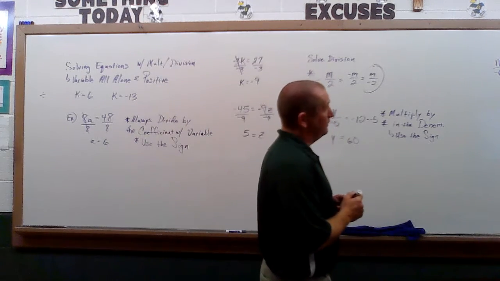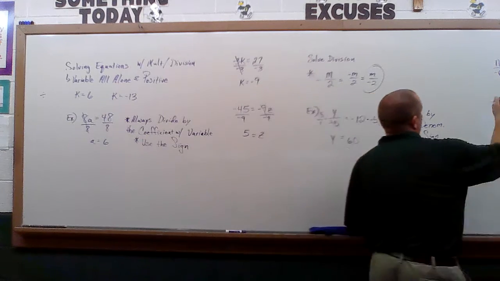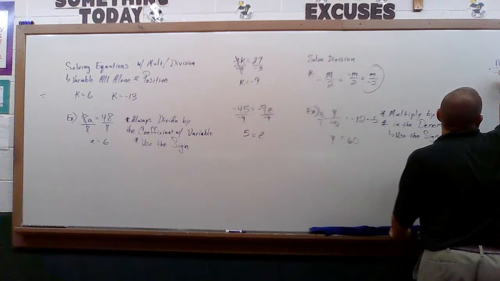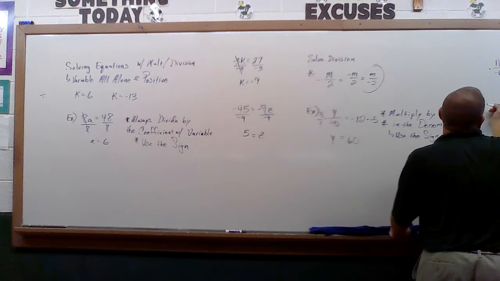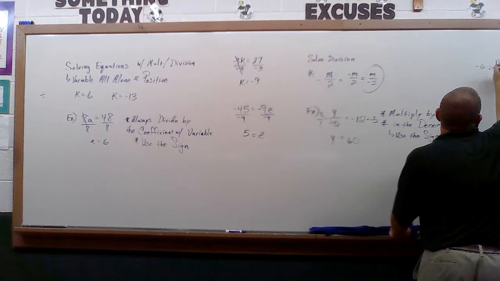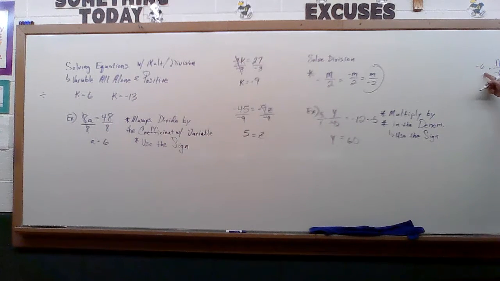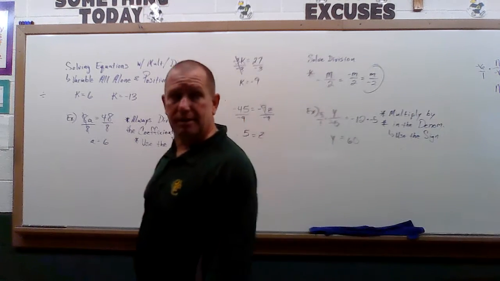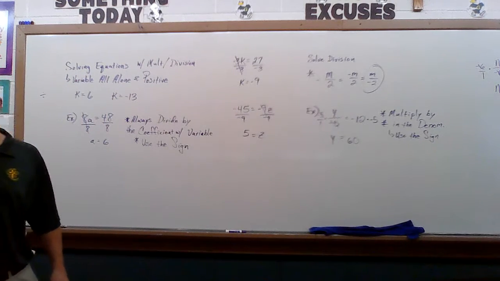What'd you come up with? 66. What'd you multiply by? -6, right? Multiply by -6 on the left-hand side. I have to multiply by -6 on the right-hand side. My -6 cancel each other out. So I'm left with n equals 11 times -6 is -66. Okay? Questions with that?